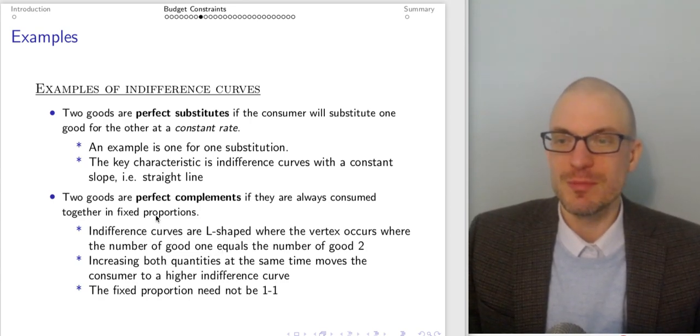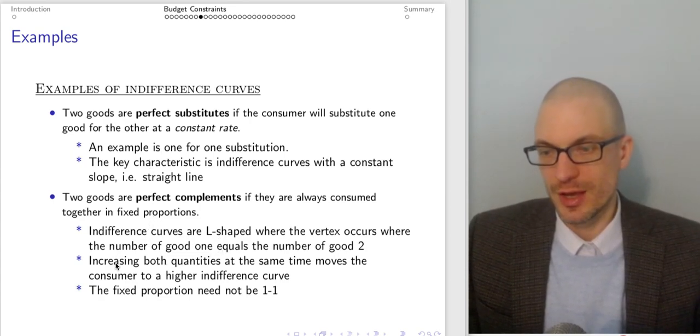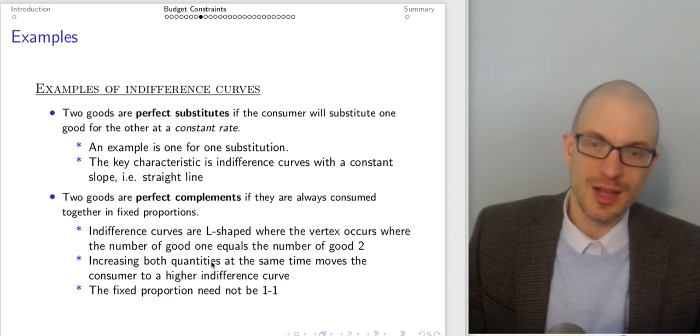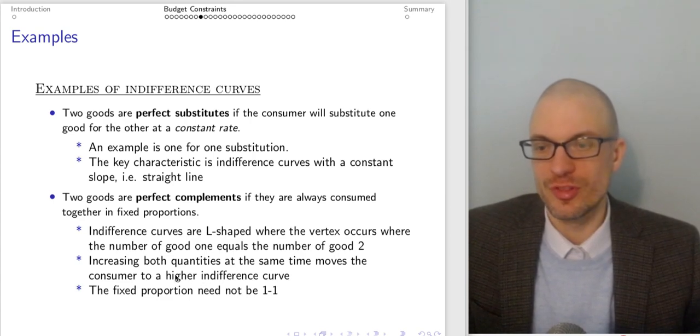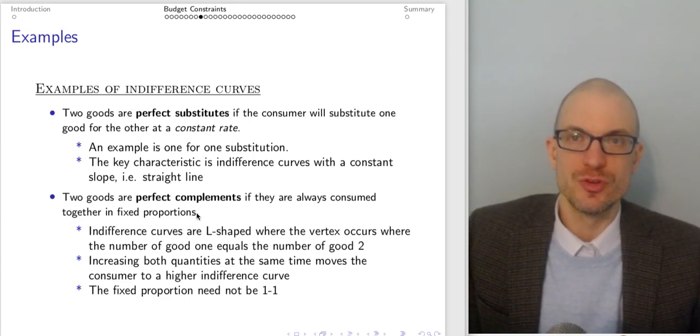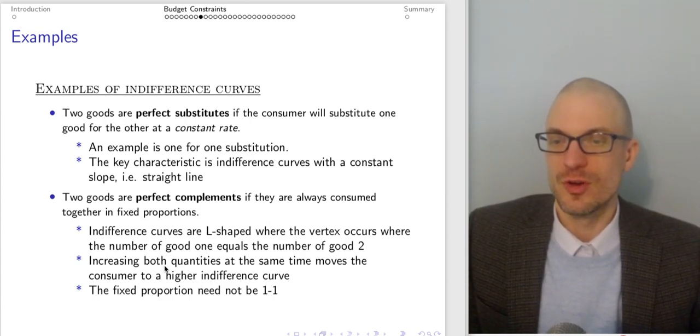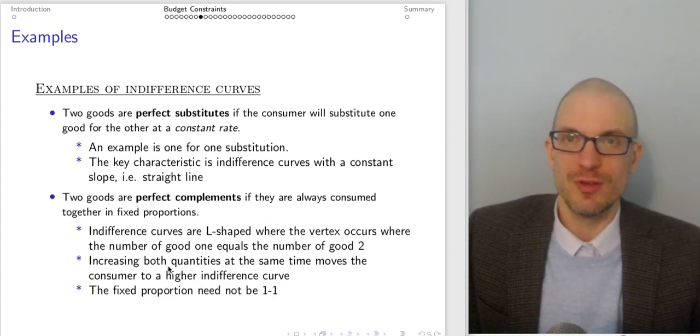This is interesting because to get onto higher indifference curves, you have to increase the quantity of both goods at the same time. Otherwise, you just move along the same indifference curve. I'll demonstrate that in a second. And so you could think of like, if you have one bag of chocolate chip cookies, how many batches of chocolate chip cookies can you make? Well, you could probably make one, maybe 1.5, maybe 2, depending on your recipe.